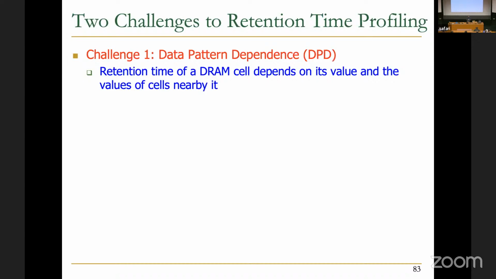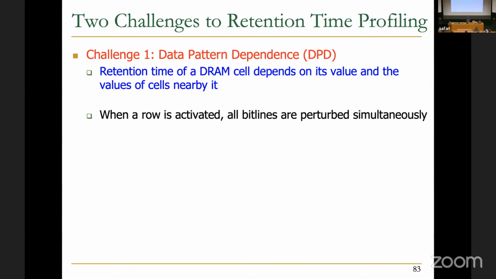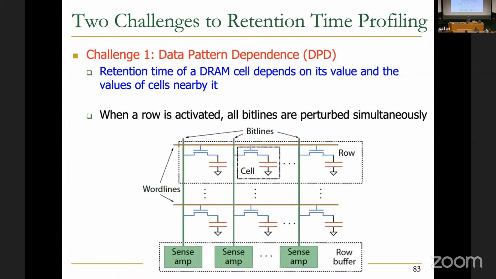So the first challenge, the pattern dependence. The retention time of the DRAM cell depends on what kind of data you put inside the DRAM cell. Basically, you can put a high voltage or low voltage, so it can be charged or discharged, right? Depending on the state, its data retention time changes. When you activate a row, basically all bit lines are perturbed simultaneously. So you activate all the DRAM cells in a DRAM row simultaneously, and you can have different data stored in different cells. That complicates things quite a lot.